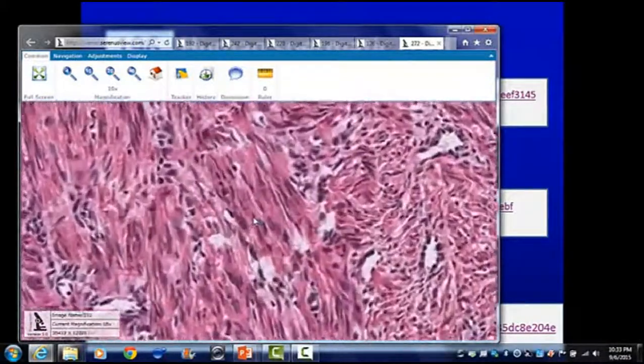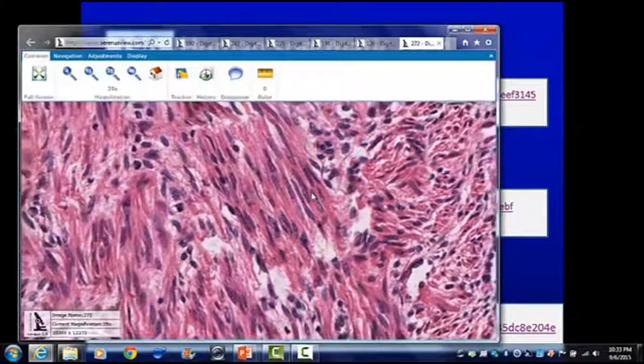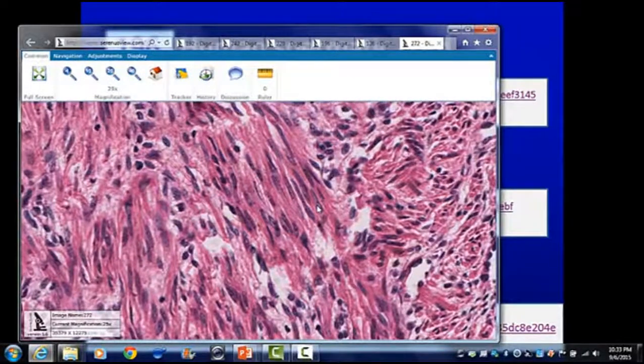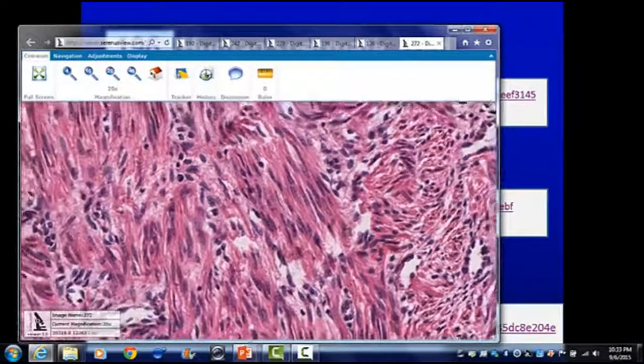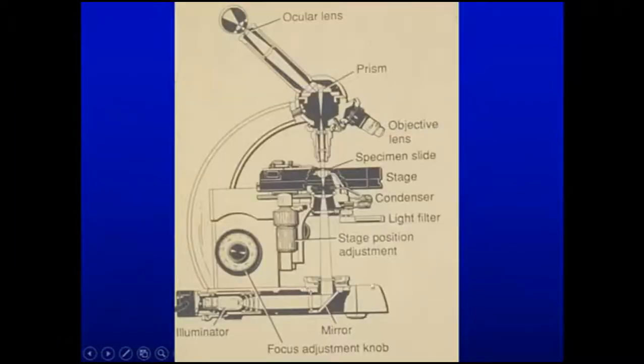We can see the fibers of the pink is the actin and myosin, and then the blue are the nuclei. And these are longitudinal views, and these are cross-sectional views, and so the nucleus is pretty much in the middle of the cell. So in terms of microscopy, there's different types.